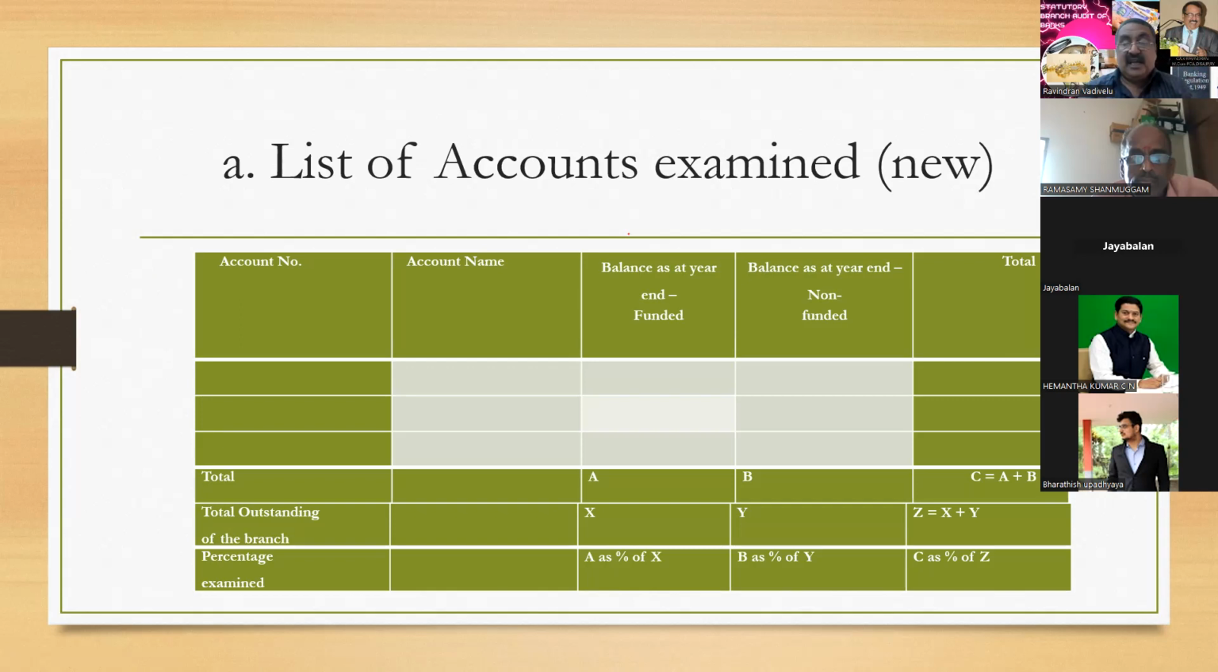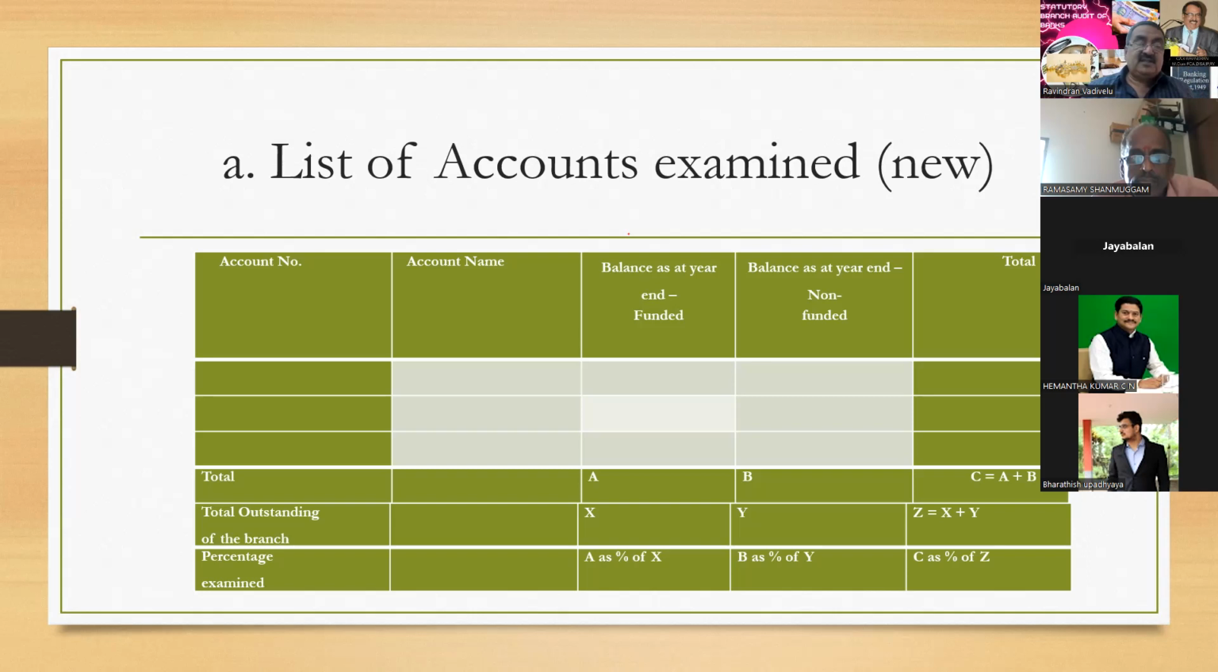You cannot blindly say that I have test checked. You have to state what items you have test checked, what is the account number, what is the account name, and what is the balance that you have verified. And in that balance, what is the funded advance, what is the non-funded advance, and what is the total amount. It is a very easy calculation, but whenever you verify the accounts, you have to take the list. So it's a very big list.